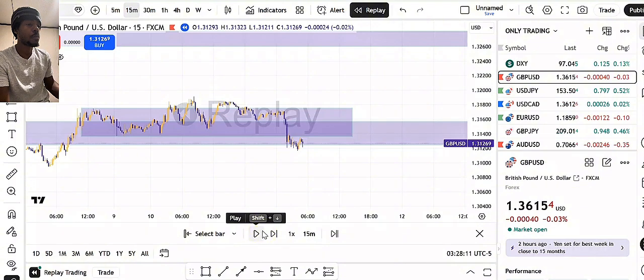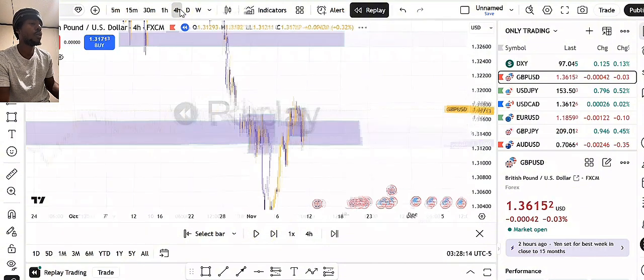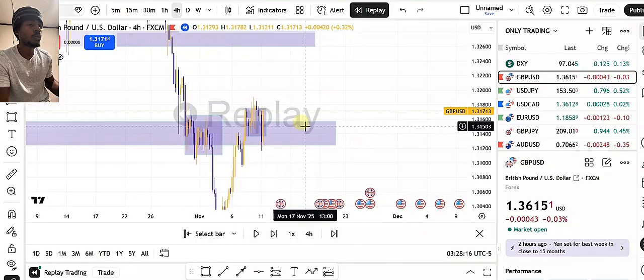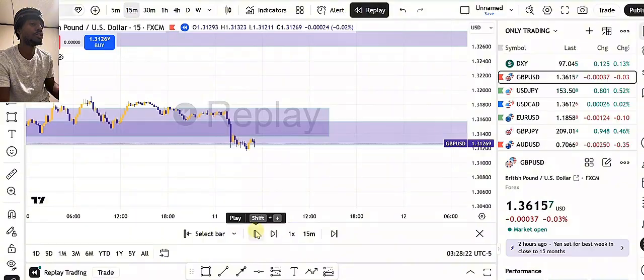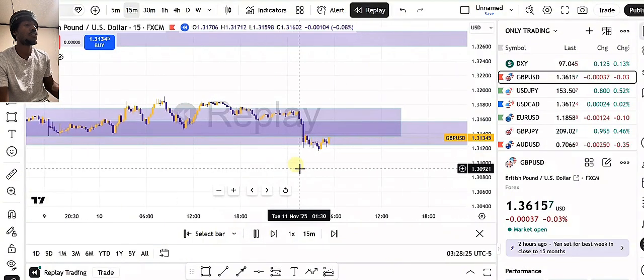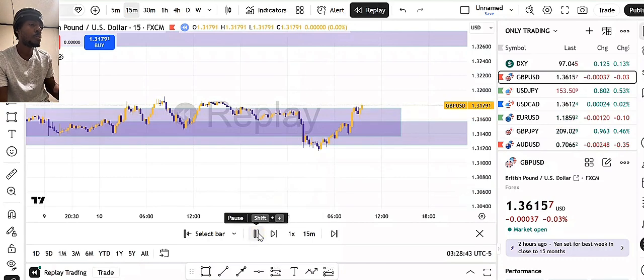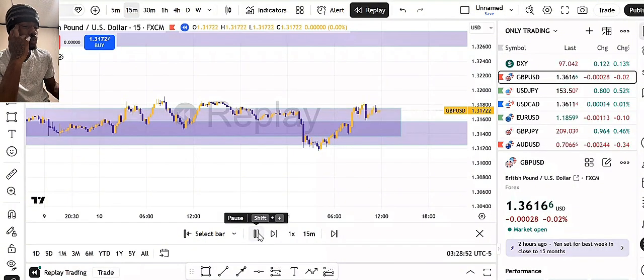So we get, now if you go inside the 4 hours, I mean, we're retracing, so it can look like that. Still waiting. We see it in the uptrend. We just gotta wait. See it making them highs again.